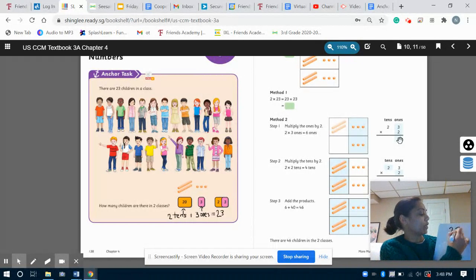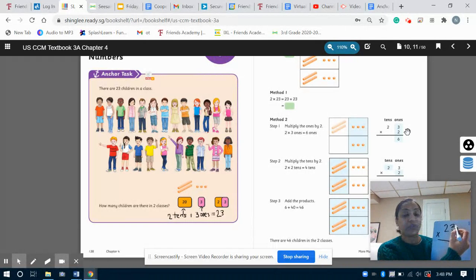So what we do here is we make sure, first of all, that the numbers are lined up in place value. Really, really important. So 23 children, 2 classes. Make sure you set it up neatly and that the numbers are lined up. Otherwise, we can get really confused, and we want to create good habits now because later on, you're going to be multiplying using many more digits.